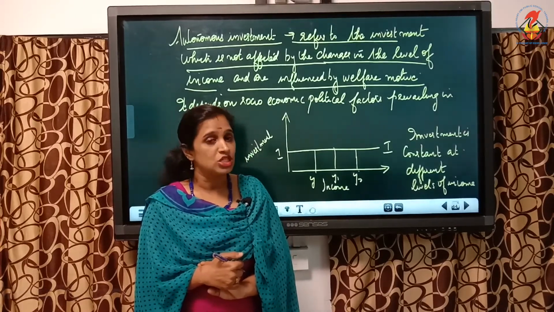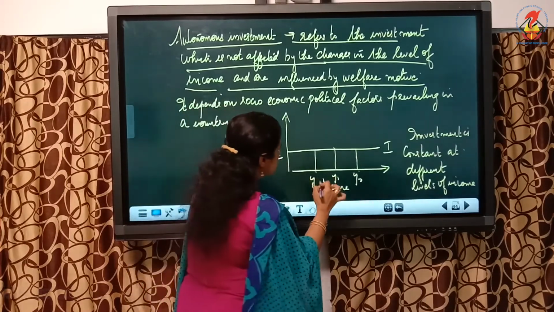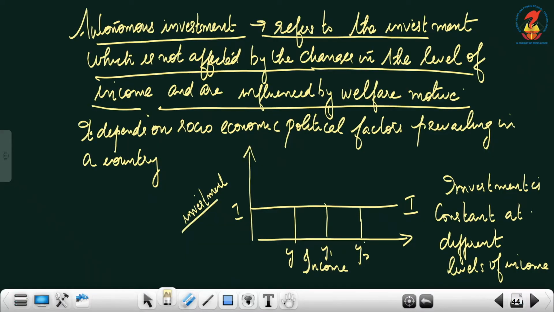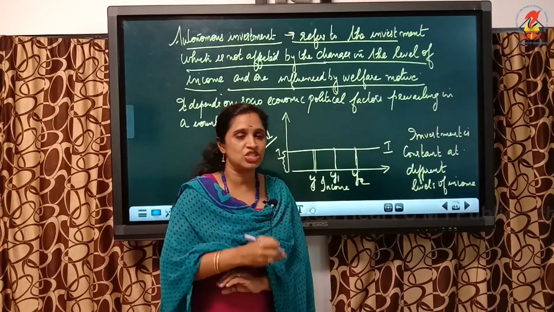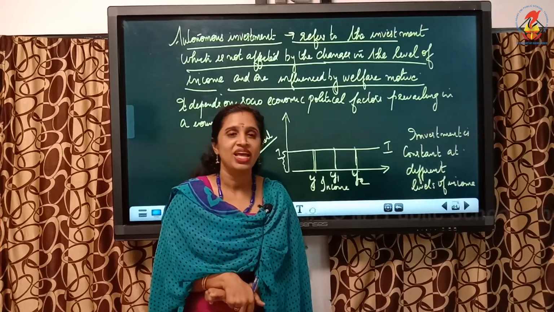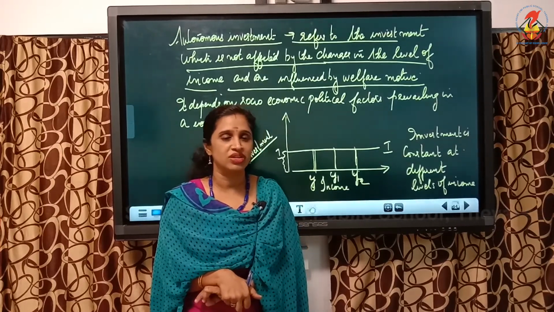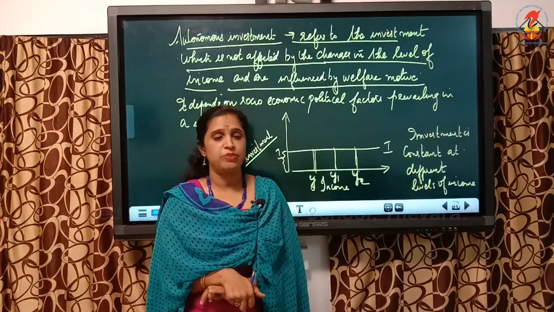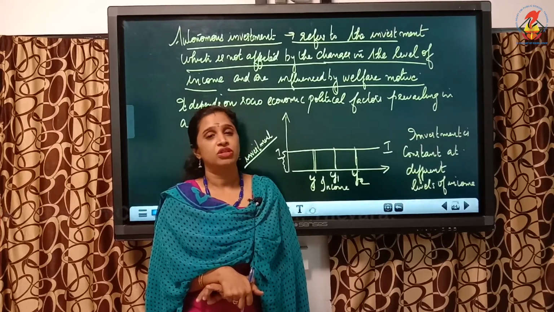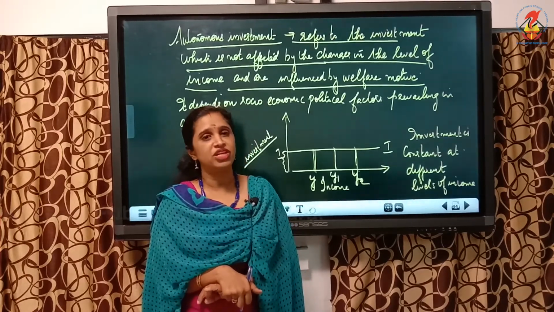In the diagram, it is very clear where I have marked income on the x-axis and investment on the y-axis. Whatever be the level of income, whether it is OY level of income, OY1 level of income, or OY2 level of income, you can see investment remains the same. It is kept fixed for a particular period of time, as Keynes has used in his theory. Investment is kept fixed for a particular period of time in the economy.